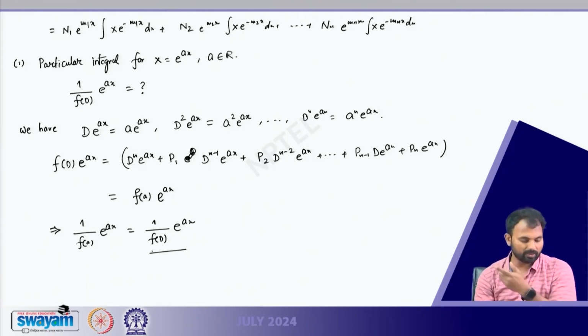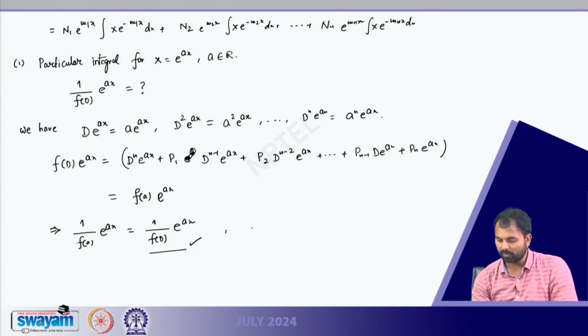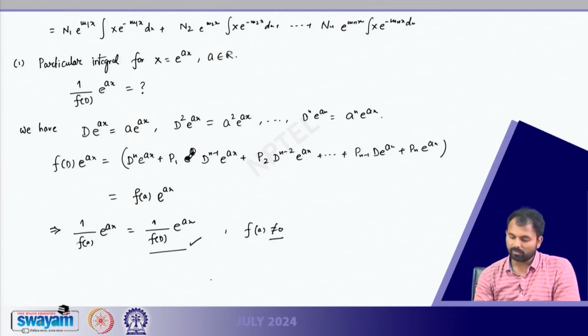So, this is what we have. If we are required to find out the particular integral of this e to the power a x, then that will be the required answer, right. Of course, provided here F(a) should not be equal to 0. Provided F(a) is not equal to 0, this is case 1.